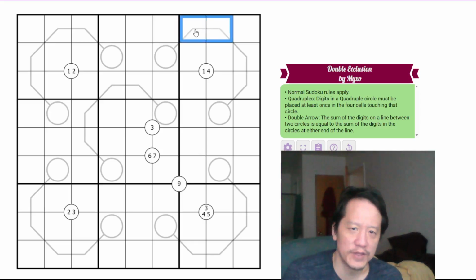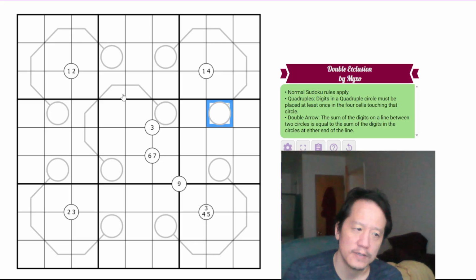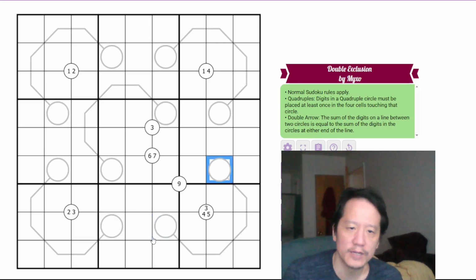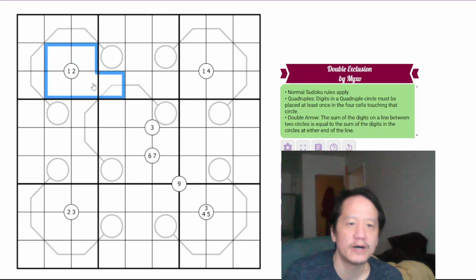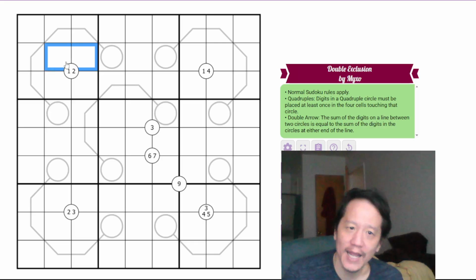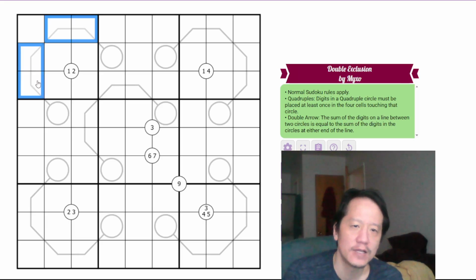Okay, so one thing that was interesting here. This is at most 18, right? Actually, this is at most 18. The double arrows can only add up to 18 at most. These digits are all unique, and you cannot have a 1 or 2, because in the box there has to be a 1 next to this quad circle, and there has to be a 2 next to this quad circle. Therefore, 1 and 2 can never be on this line.